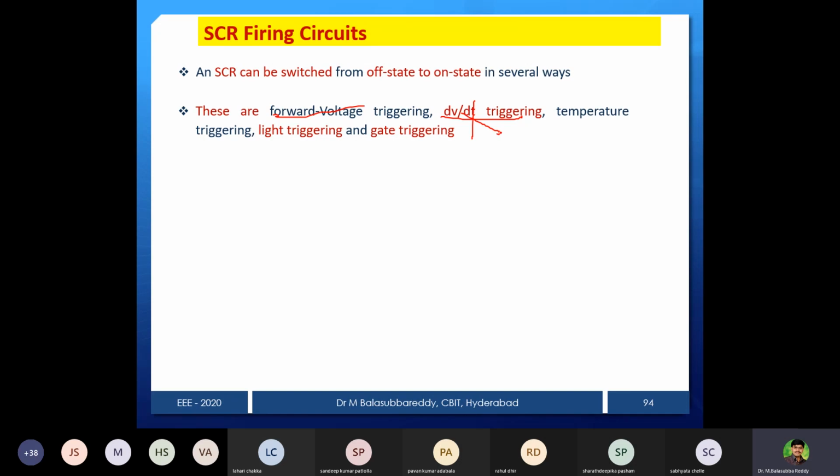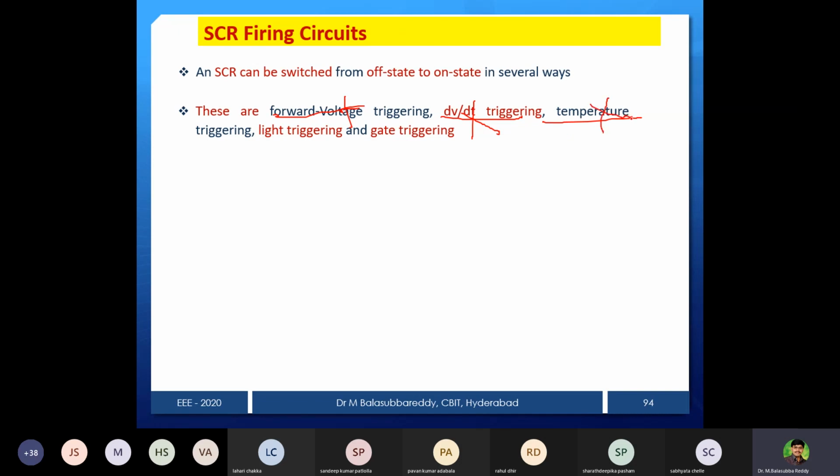Whenever supply is given, then the rate of change of voltage will increase beyond the specified value, that is the dV by dt value. Automatically the device will trigger. Now it is not in your control. That's why this dV by dt triggering is also not preferable. And the third one is temperature triggering. This is also not preferable.